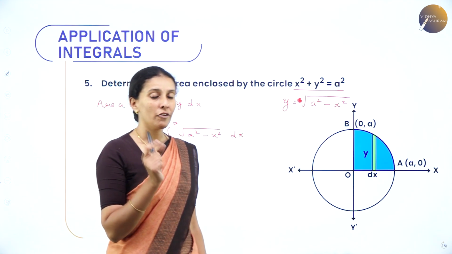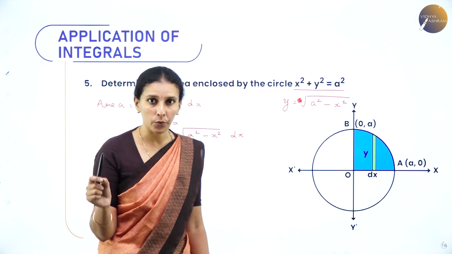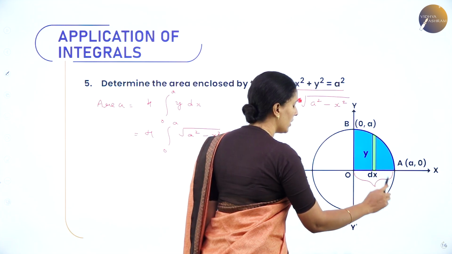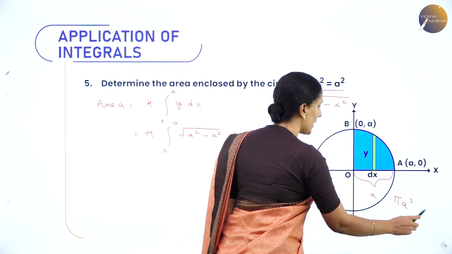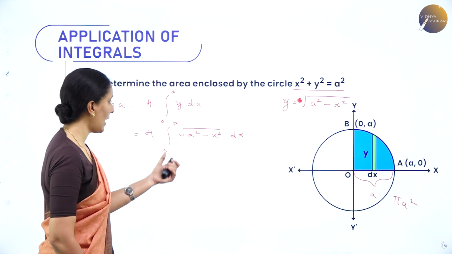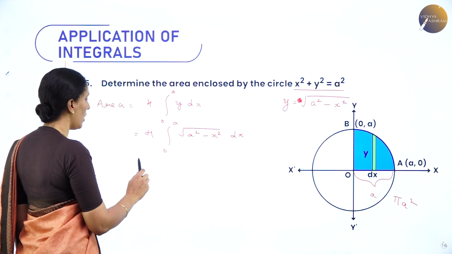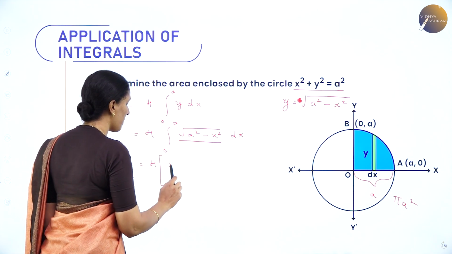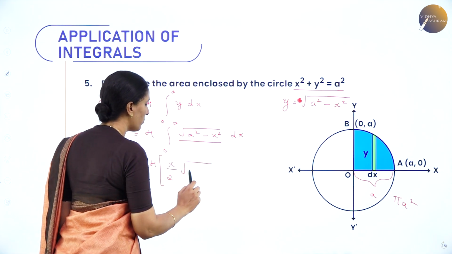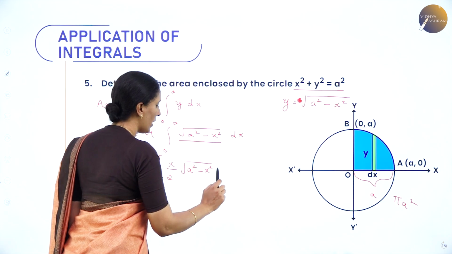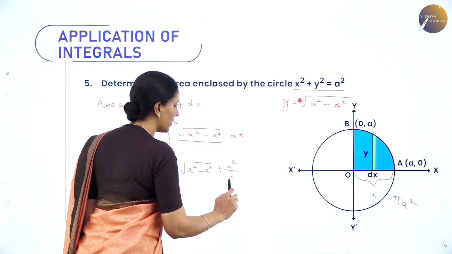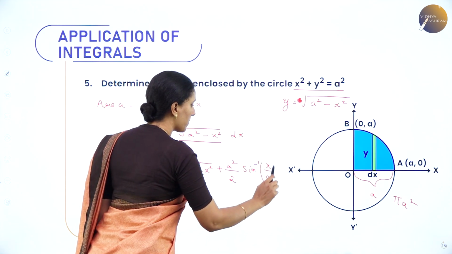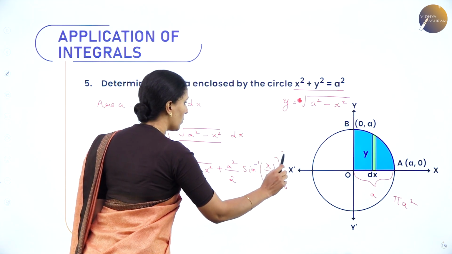Basically, we know that the area of a circle is always pi r square. So here, the radius is a. So the answer should be pi a square. So let's check with the help of this integration now. Again, this is a standard integral, which is x by 2 root of a square minus x square plus a square by 2 sine inverse x by a. So the limits are from 0 to a.